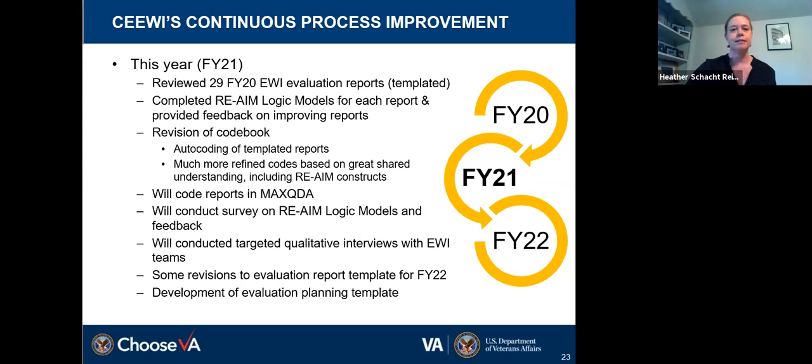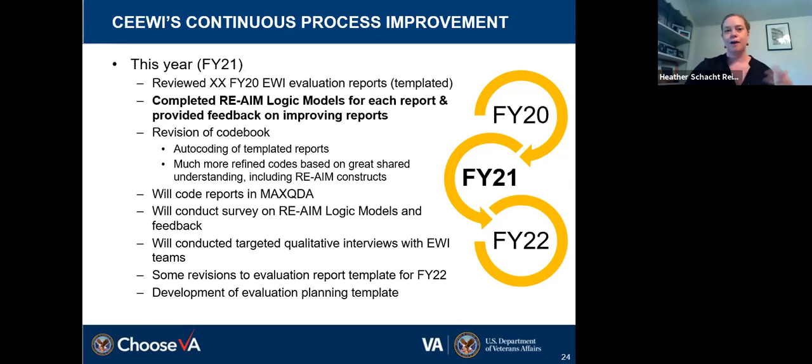So we'll recode in Max. We plan to do a survey around the REAIM logic model to get more feedback on how it worked for the EWI teams, getting my acronyms all mixed up here. And then we plan to do some targeted qualitative interviews on things that we feel like we need to follow up on. And then some revisions to the evaluation template, of course, with this continuous process improvement. And then we've developed an evaluation planning toolkit so that for new EWIs coming on, we're helping them plan their evaluation earlier in the process, and we've developed a template for that as well.